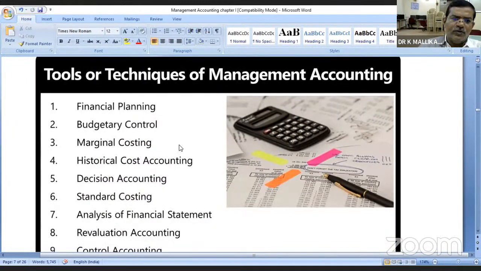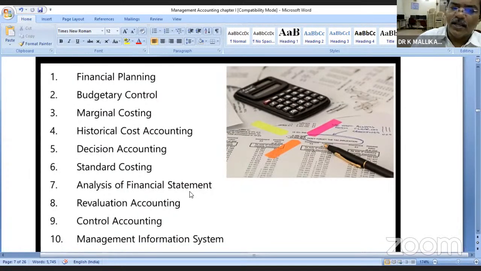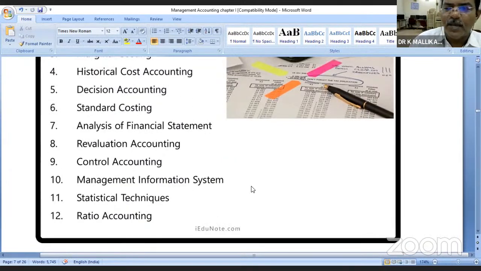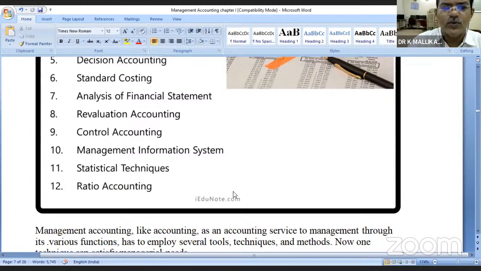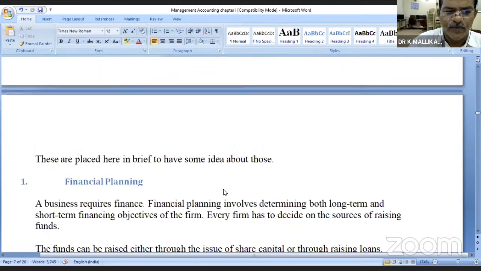First and foremost, one very important tool is financial planning. Financial resources are very limited, and they are paid resources. If you borrow funds from a bank, the management has to pay interest, right? Then, one by one: budgetary control, managerial costing, historical cost accounting, decision accounting, standard costing, analysis of financial statements, revaluation accounting, control accounting, MIS (management information system), statistical techniques, and the final one, ratio analysis. These are the tools or techniques available in management accounting. We'll go one by one.